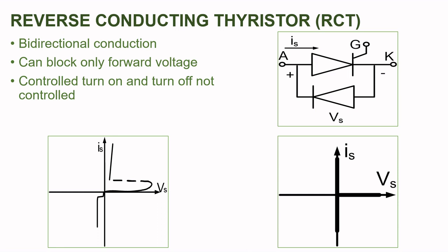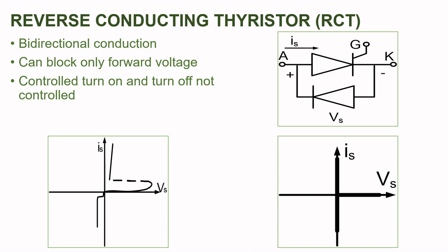voltage. As you can see from the symbol of RCT, there is a diode which is connected in anti-parallel combination with the SCR. Whenever the device is forward biased, in this condition, the SCR will be able to block the forward voltage, and since the diode is reverse biased, diode would not be conducting. But when the device is under the reverse bias condition, we can say that the diode is forward biased and diode will start its conduction.